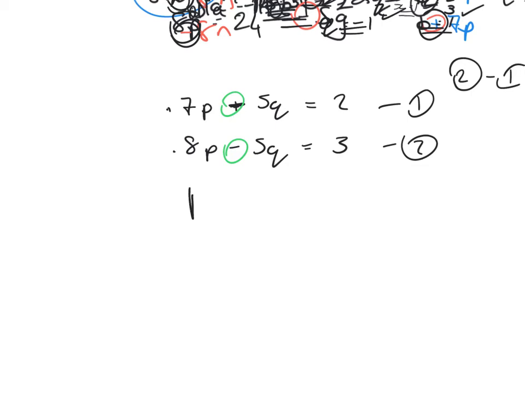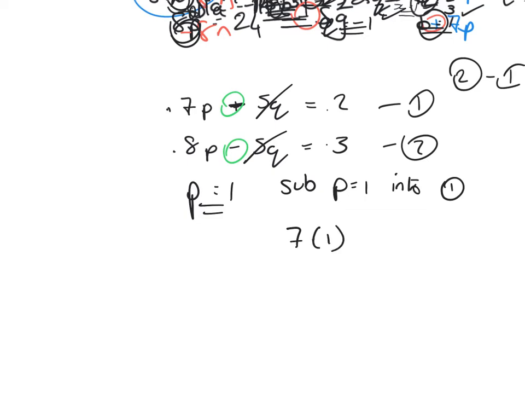8p take away 7p is p. They'll cancel out. 3 take away 2 is 1. P equals 1. I'm going to sub p equals 1 into one of the equations. I'm going to sub it into equation 1. So 7 lots of 1 minus 5q is equal to 2. 7 minus 5q equals 2.